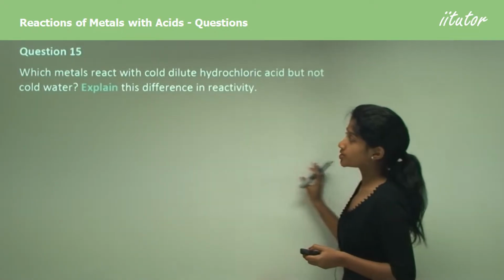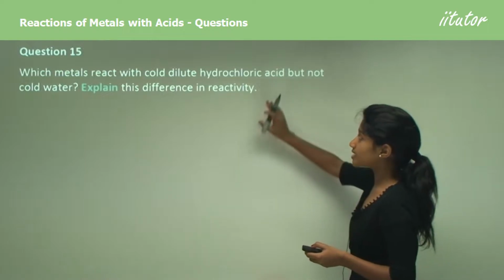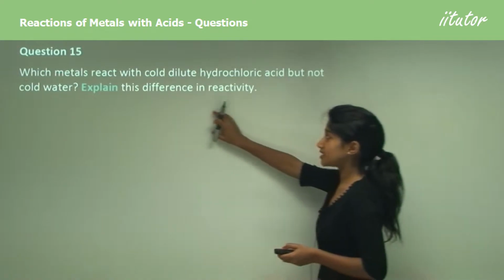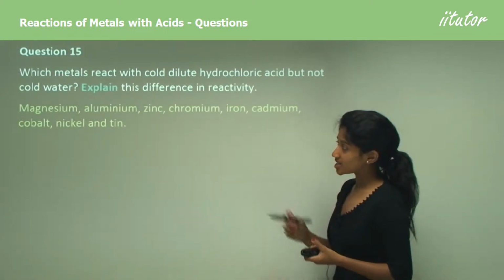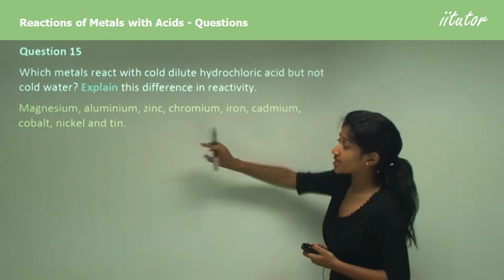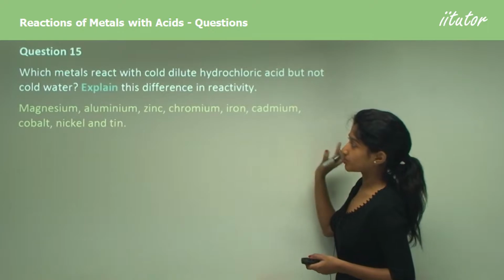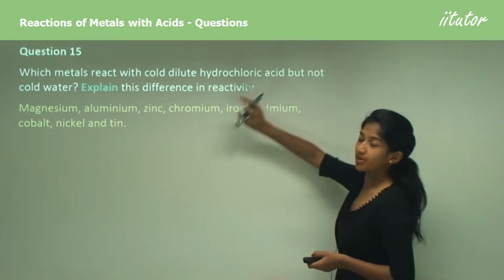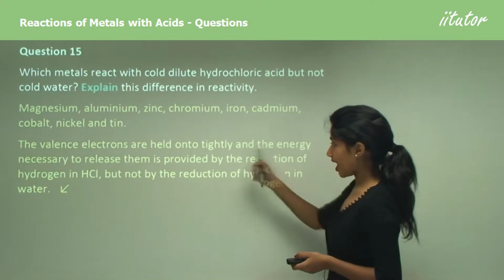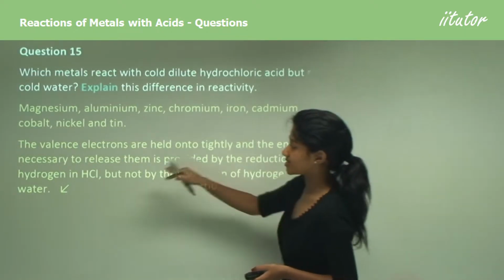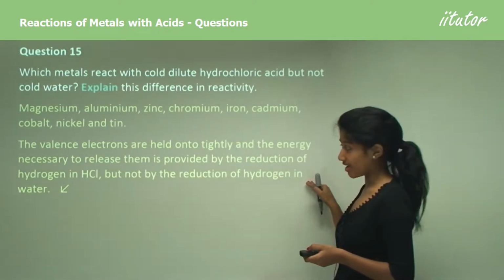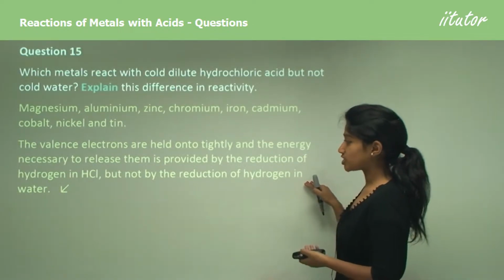Question 15. Which metals react with cold dilute hydrochloric acid but not cold water? Explain this difference in reactivity. Now magnesium, aluminium, zinc, chromium, iron, cadmium, cobalt, nickel and tin. All these react with cold dilute hydrochloric acid but not water. The valence electrons are held too tightly, and the energy necessary to release them is provided by the reduction of the hydrogen in HCl, but not by the reduction of hydrogen in water.